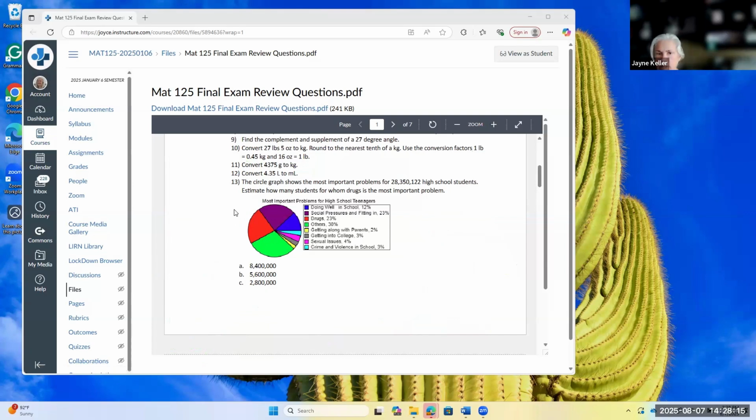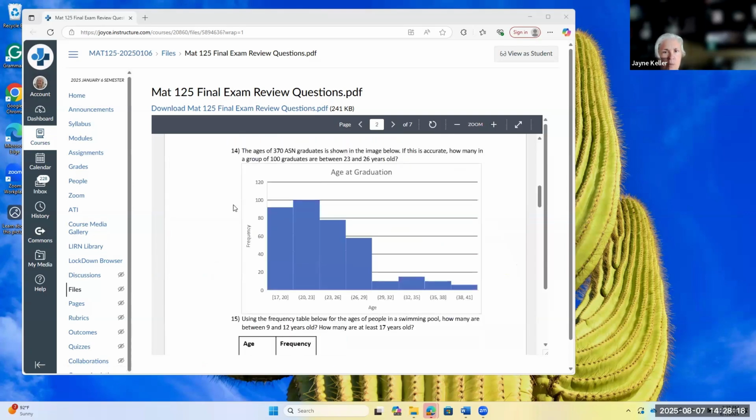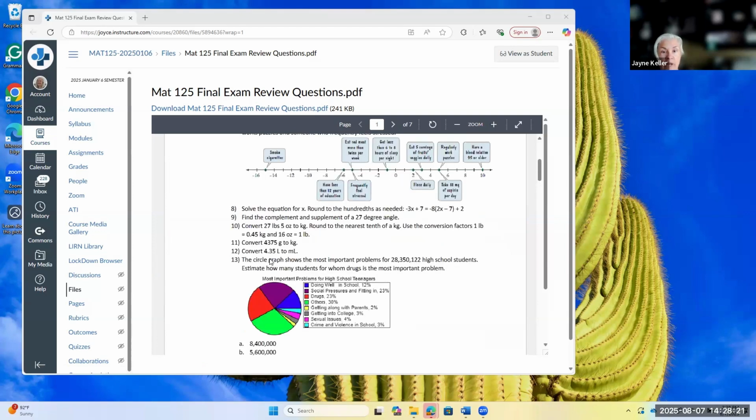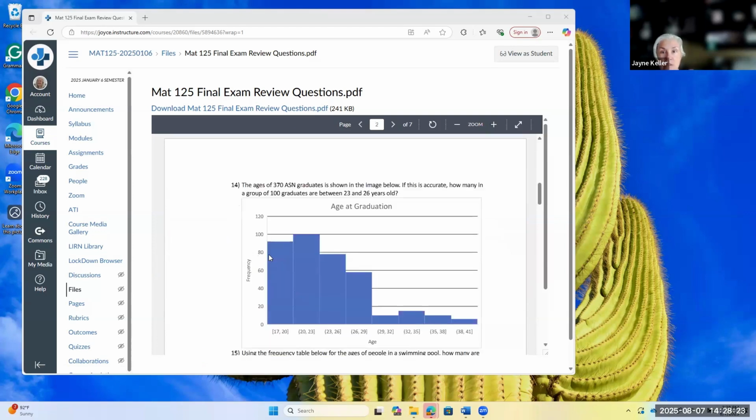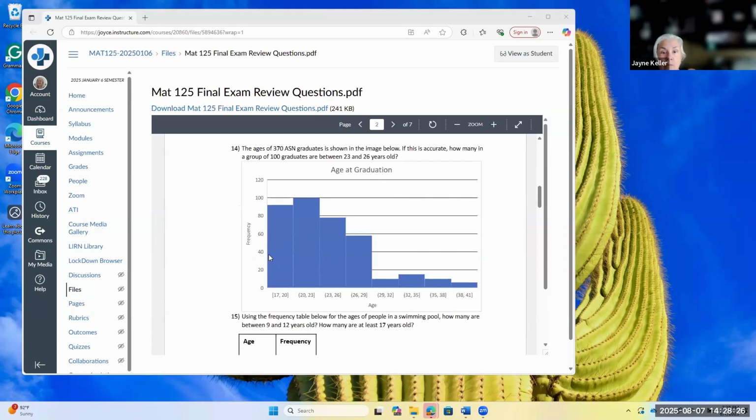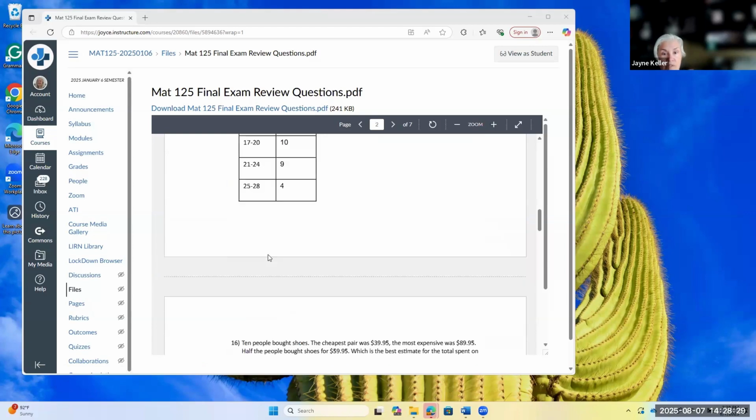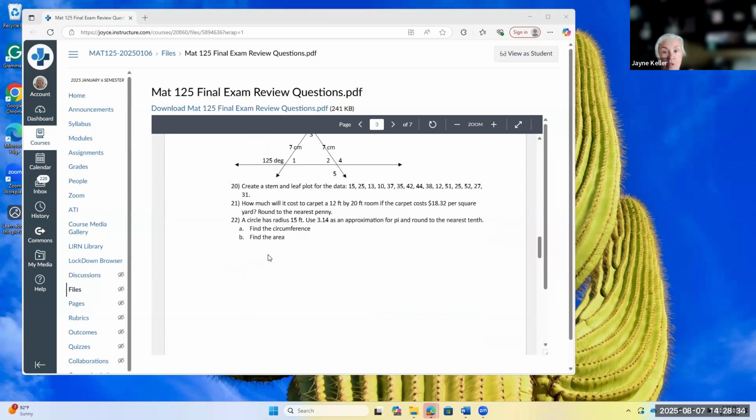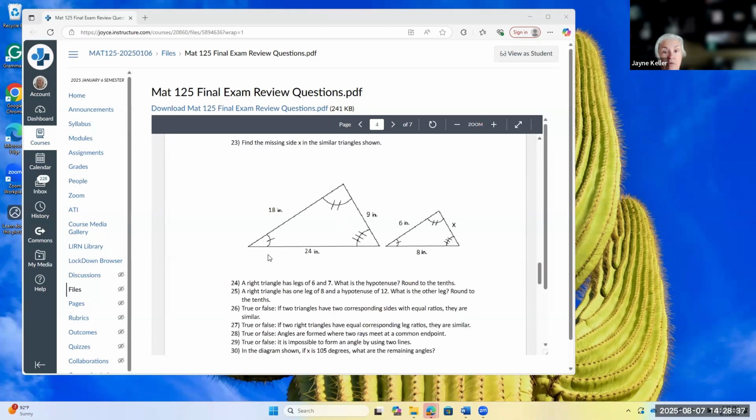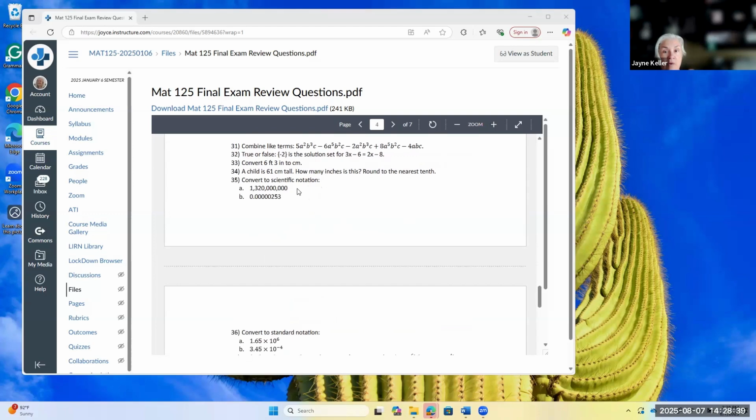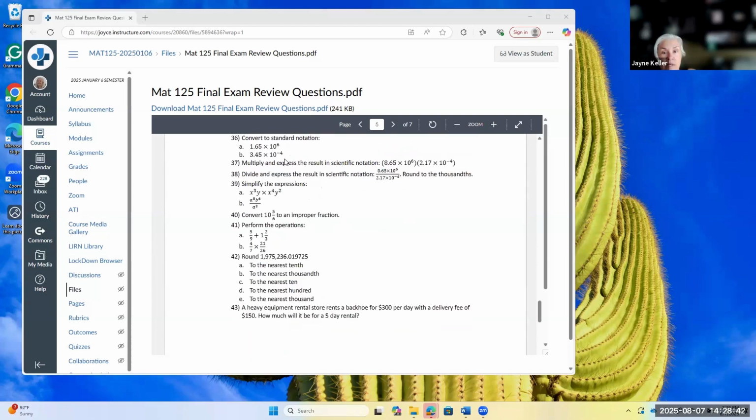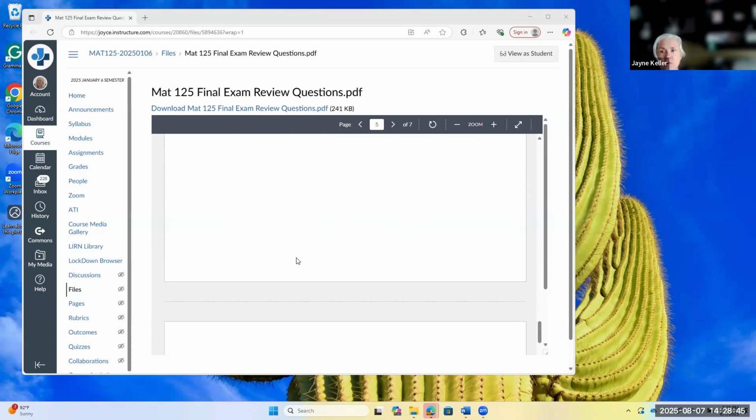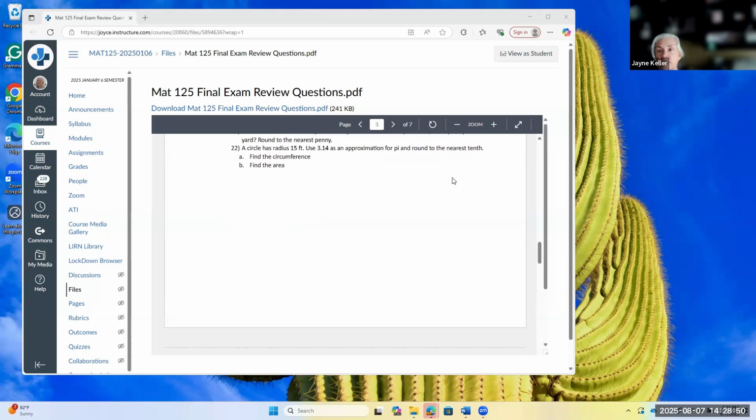All right, we're getting short on time, so let's see what other ones. We've got a circle graph, another graph here, a bar graph, a frequency table, some angles, triangles, parallel lines and angles, more conversion, scientific notation, rounding. Which of those things are you most interested in looking at? What would y'all like to see?